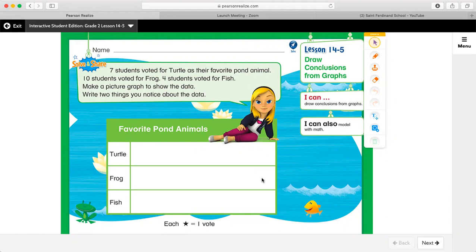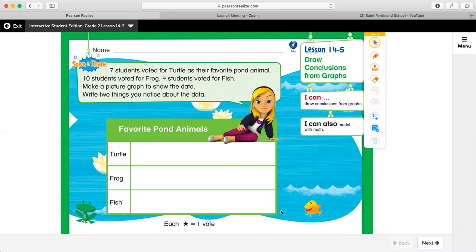So today we're going to be looking at graphs, filling in graphs, and then we're going to be answering some questions about the graph or drawing a conclusion. That means taking a look at all of our information and coming together with one or two final thoughts or pieces of information from our graph.